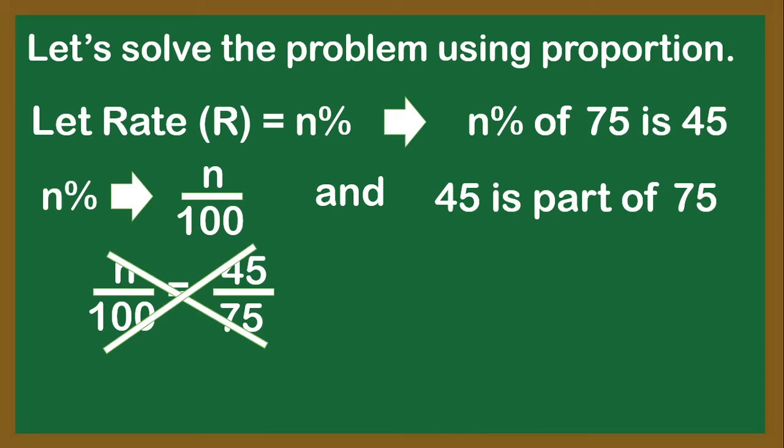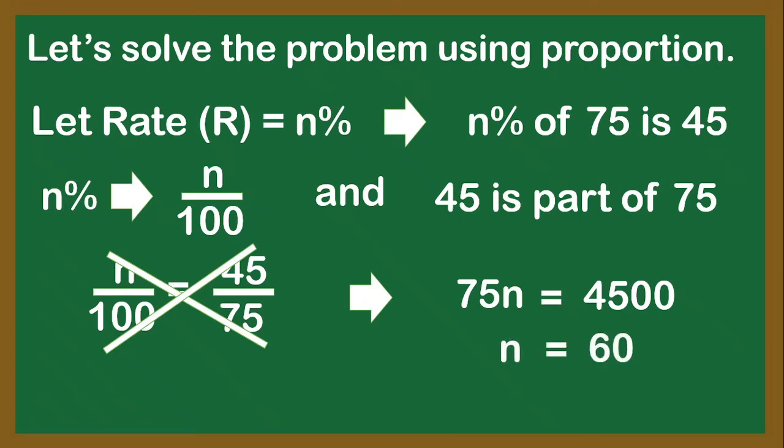Then we cross multiply, n times 75 equals 100 times 45, which is 75n equals 4,500. We come up now, n equals 60. Why? We divided both sides by 75. 75 divided by 75, the n will remain. Then 4,500 divided by 75, we'll have now 60. Therefore, the rate R is 60%.